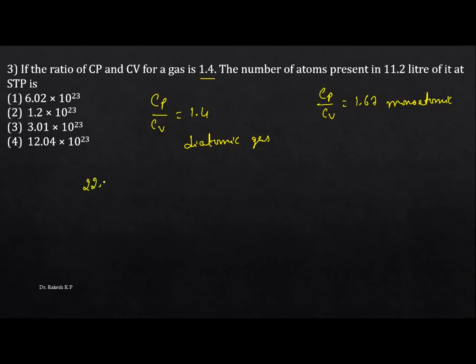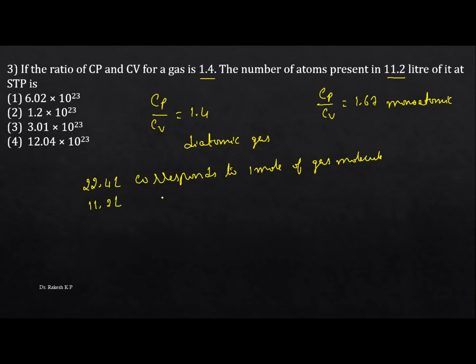So 22.4 liters corresponds to which one? It corresponds to 1 mole of the gas. Okay, so now we have to identify the 1 mole of the gas, that is the molecule. Now you just identify here the number of atoms present in the 11.2 liters.